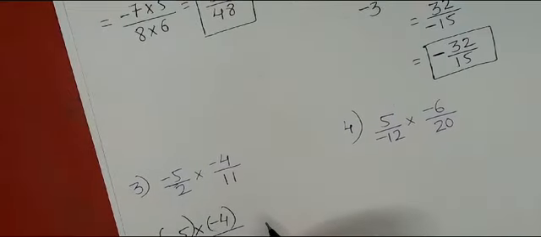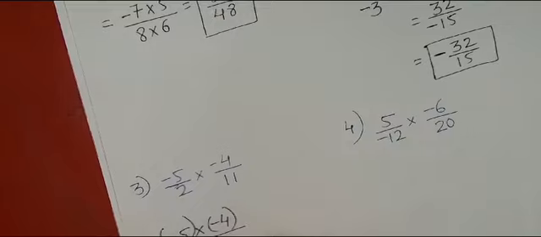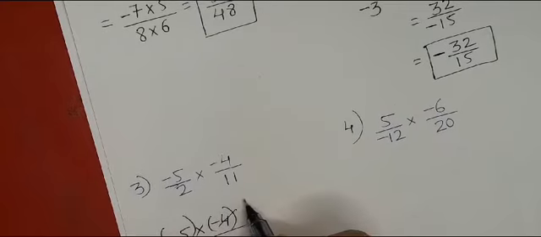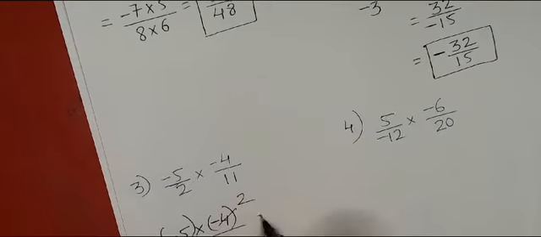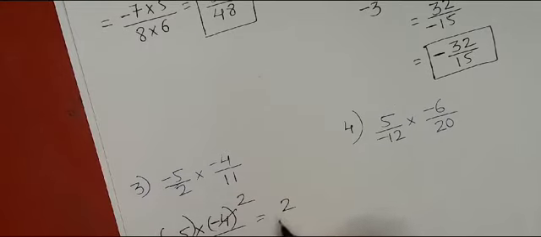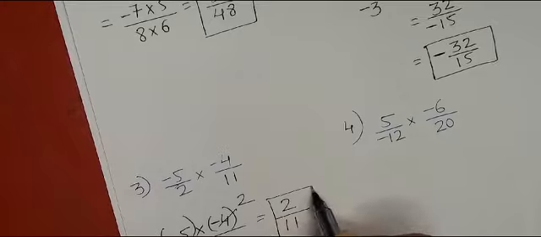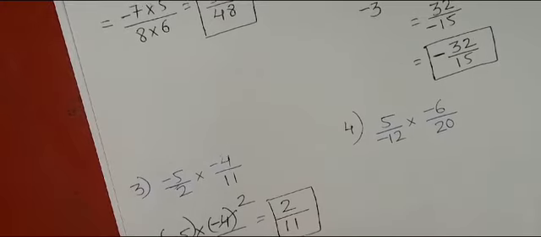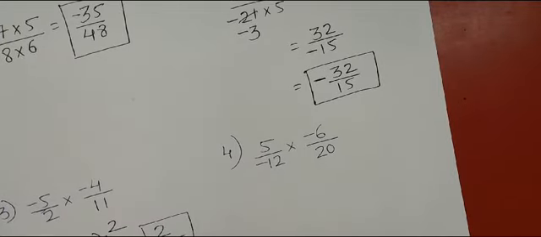Now here we find 2 as a common factor, so we'll do cancellation. 2 times 1 is 2 and 2 times 2 is 4. Now here negative and negative sign will become positive, so we'll have the final answer as 10 over 11. Now let us move to the fourth example.